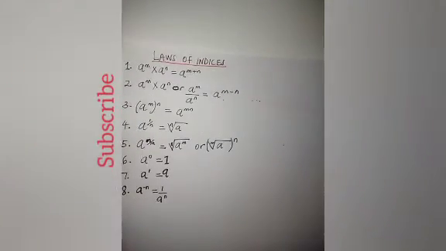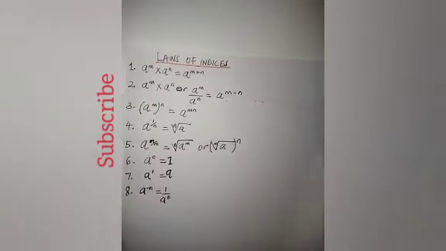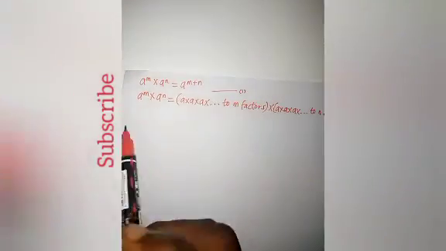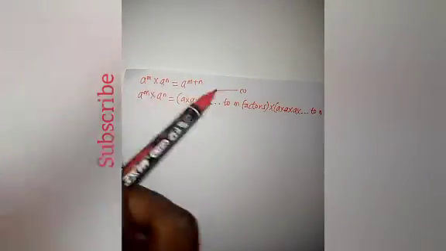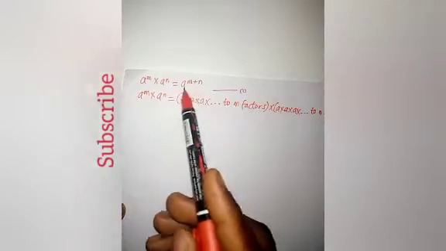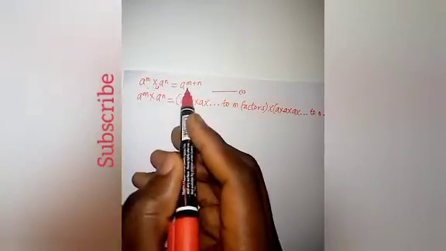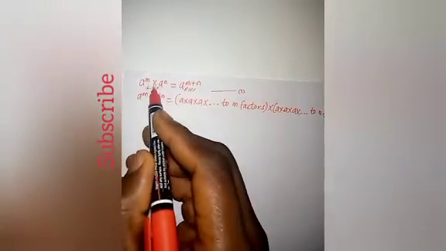This is the first law we have here: a raised to the power of m multiplied with a raised to the power of n. Let's prove that. We have a raised to the power of m multiplied with a raised to the power of n. This is the left hand side, and this is the right hand side.